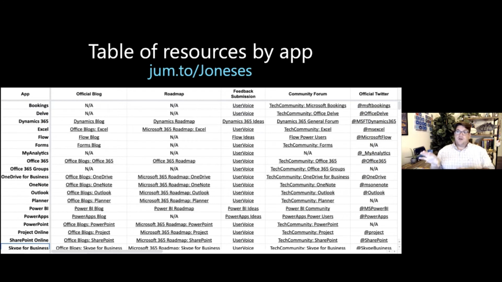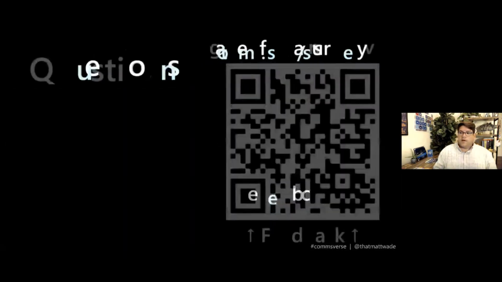So some things you'll notice don't even have a roadmap or an official blog, but pretty much everything has a feedback submission, whether it's UserVoice or the ideas forum for the Power Platform. And then most of them have an official Twitter account, or at least somebody important there. So with that, I'm going to wrap up here.